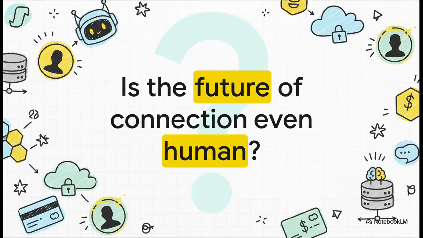So we've seen the tech, we've seen the strategies, we've seen the potential. The first wave of AI influencers isn't coming. It's already here. They're building real connections and dedicated fan bases. And as this tech just keeps getting better, it leaves us with a pretty massive question. Is the future of connection even human at all?